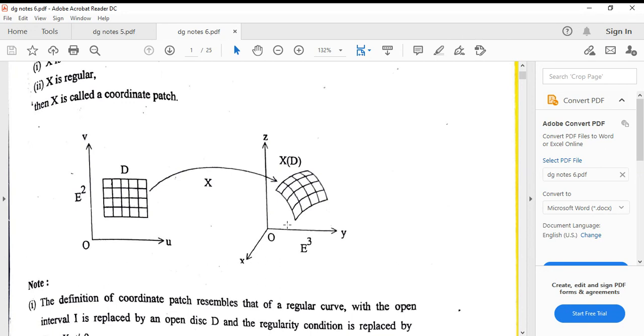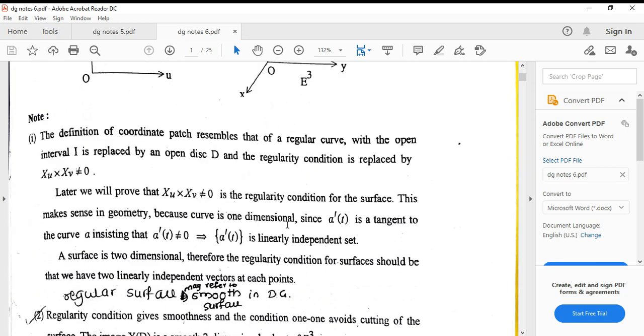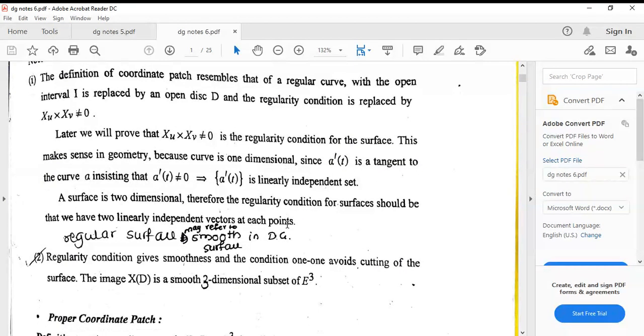So you can get it in the form of a 3D object. Here you can take any rubber sheet and apply the function, just stretch it so that you can get it in the form of a hemisphere or any 3D object. But what is the condition for that new 3D object? That x should be 1-1 and regular.